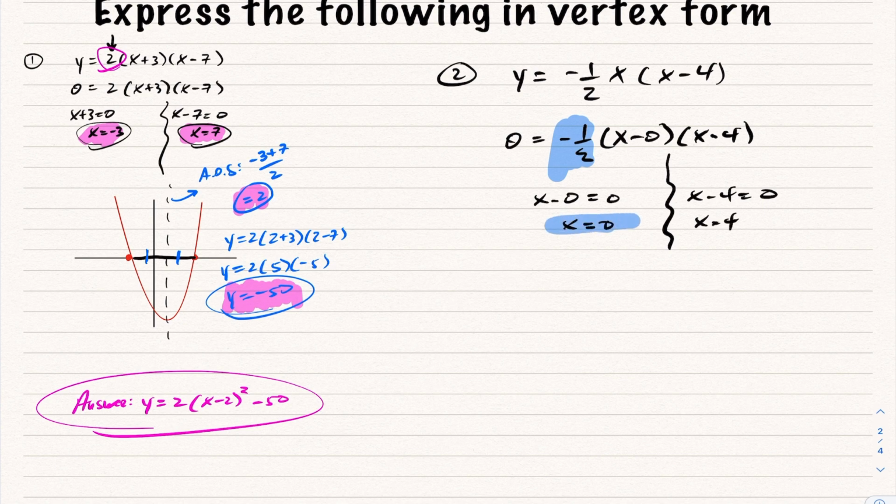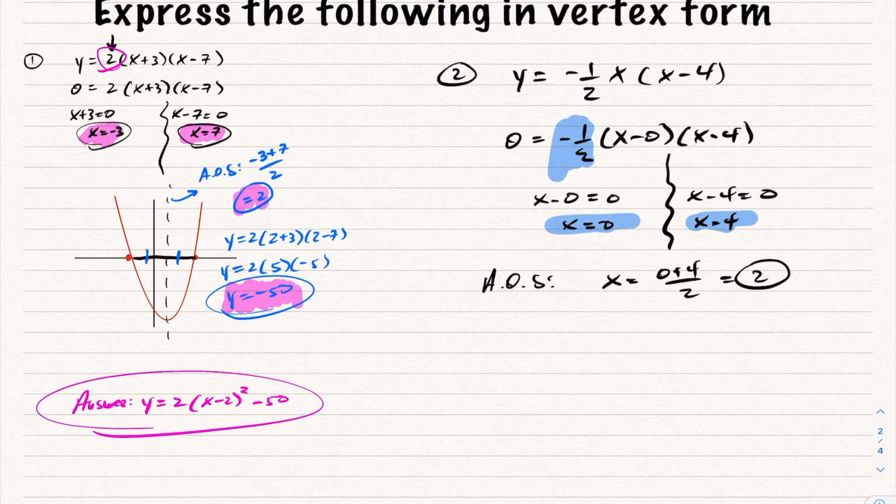So now what I've done here is I've identified the roots. So we've just discussed in the previous example, if I go ahead and add these up together, I can calculate my axis of symmetry. So my axis of symmetry is going to be the average of these two roots, which is going to be 2. So now I have an axis of symmetry of x is equal to 2.